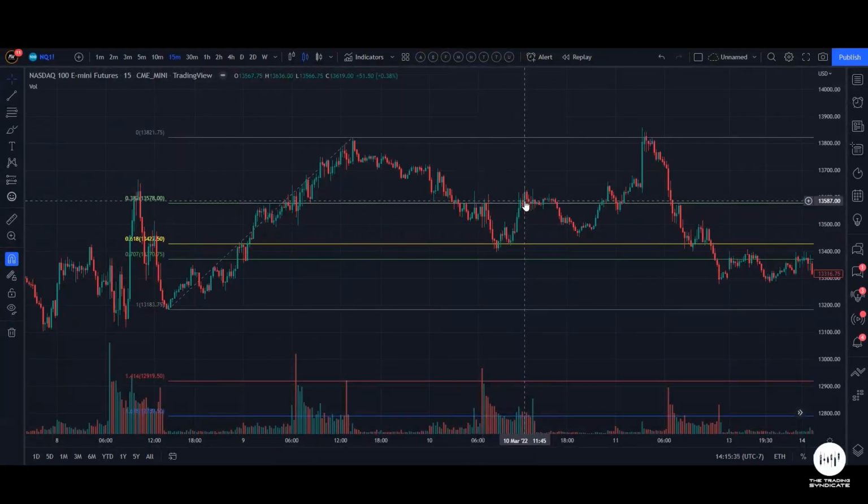In the next one, we'll talk about the 0.707 level and the importance of this level right here.